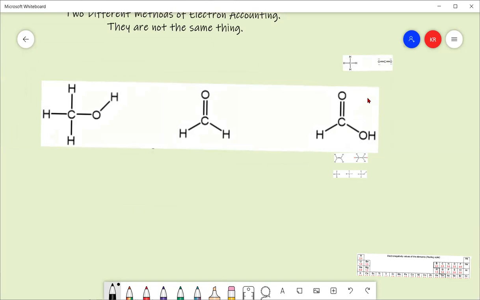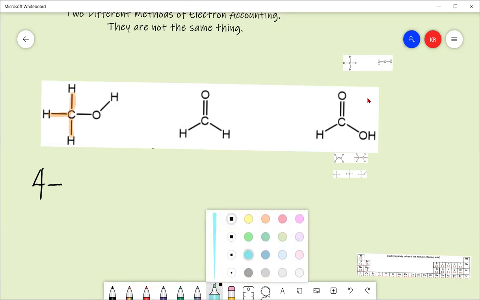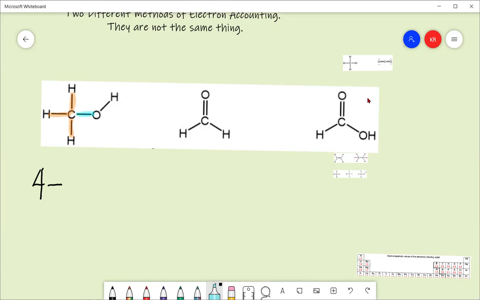So here for my methyl alcohol or methanol, I'm starting with the group number, which is 4. And which electrons am I going to assign to the carbon? I'm going to assign 2, 4, and 6. Those last 2 electrons here, I'm going to assign to oxygen. So of those 8 electrons in the valence shell of oxygen, I only assign 6, all right? So 4 minus 6 is equal to a minus 2, okay? So that's the oxidation state of the carbon in methanol.